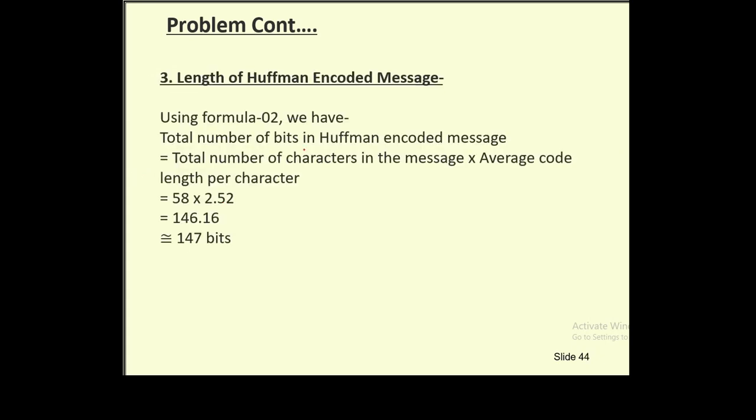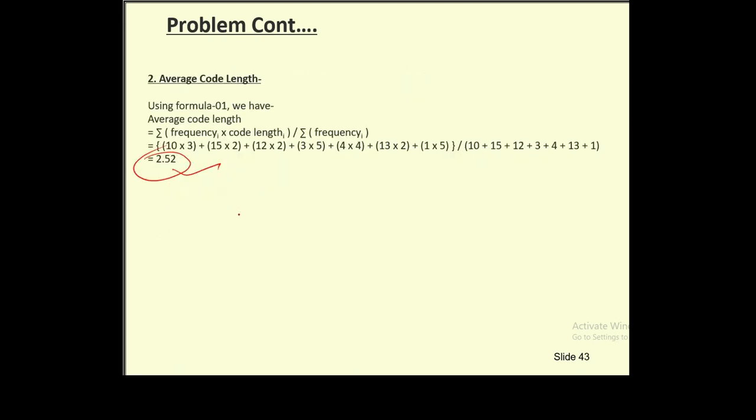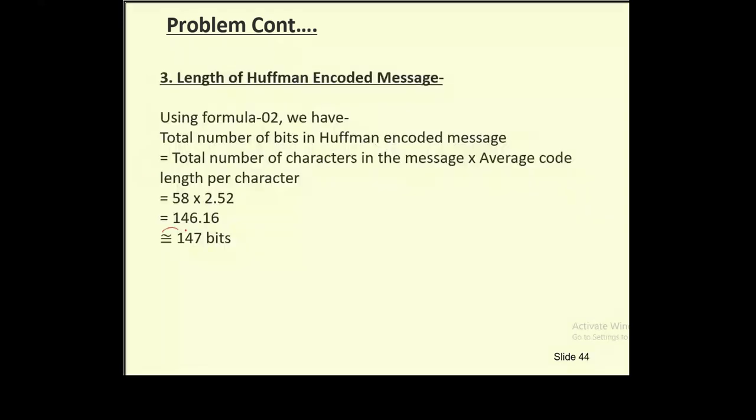Now, if we want to find out the length of the Huffman encoded message, the length of a Huffman encoded message is the total number of characters in the message multiplied by average code length per character. We have found out the average here, and this is the total number of characters. So 58 multiplied by 2.52, it will be 146.16. That is the length of the Huffman encoded message. Means around 147 bits.